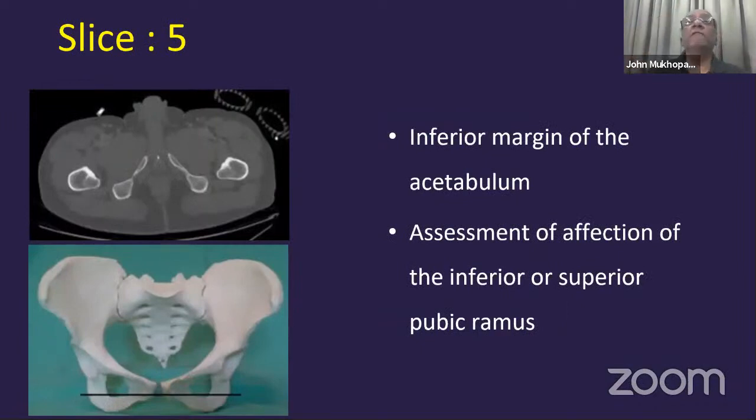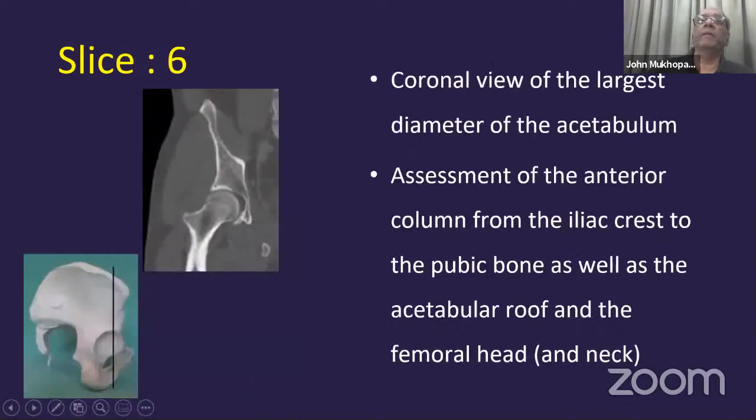The fifth slice is at the inferior margin of the acetabulum. This line shows it a bit below that, but around this level. And it will show you the inferior margin of the acetabulum as well as the affections of the superior and inferior pubic rami. Now we come to the coronal cuts, and there are two important coronal cuts.